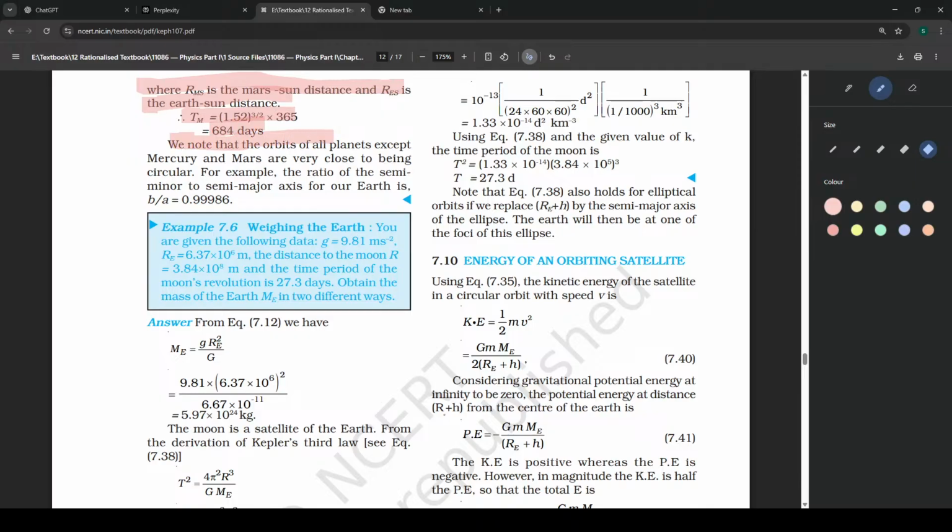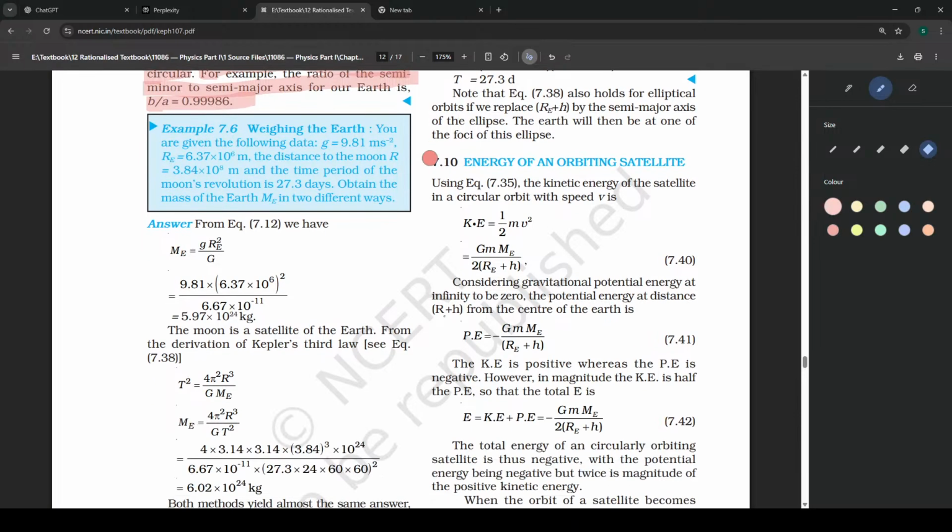We note that the orbits of all the planets except Mercury and Mars are very close to being circular. Only Mercury and Mars orbits are not circular, but the other planets mostly have circular orbits. For example, the ratio of the semi-minor and semi-major axis of Earth is 0.9, very close to being 1. Now let's go to the next example.